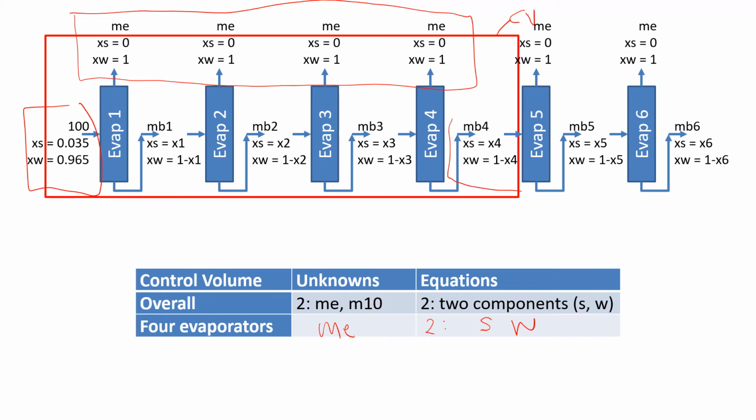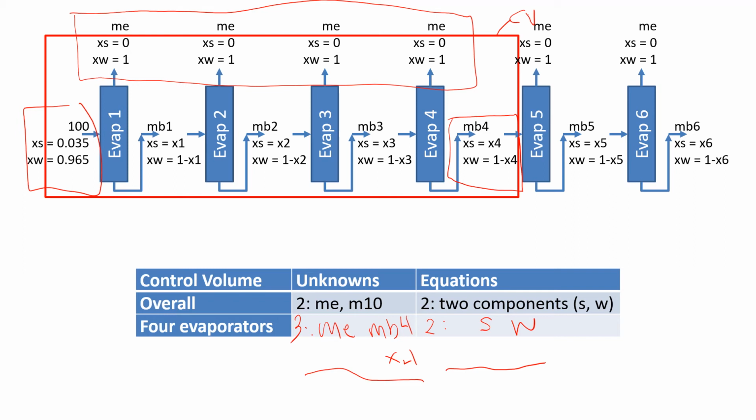The last stream we have to consider is the brine that's produced by the fourth evaporator, which leaves. Looking at that stream, we have 2 unknowns associated with it: the brine from the fourth, which is MB4, and the salt composition of that brine, which is X4. It's the mass fraction of salt in the brine produced from the fourth evaporator. So we have 3 unknowns here. Unfortunately, if we consider 4 evaporators, there's no way we're going to be able to solve for the 3 unknowns because we can only write 2 equations.